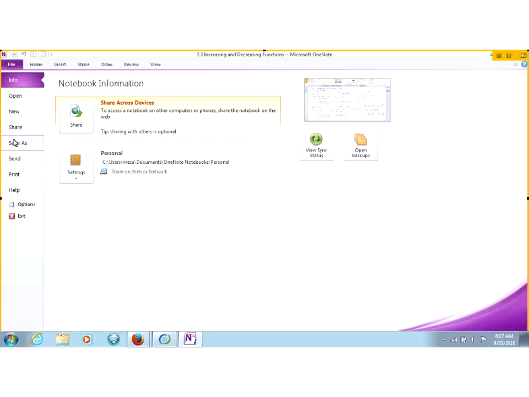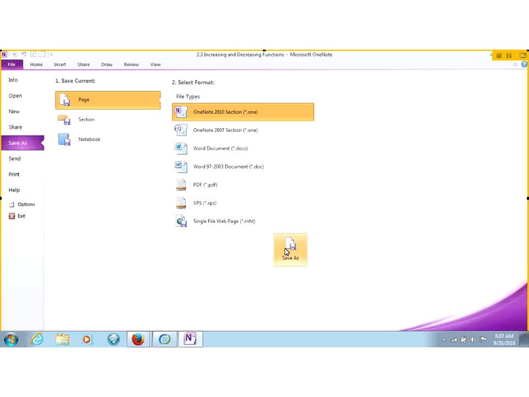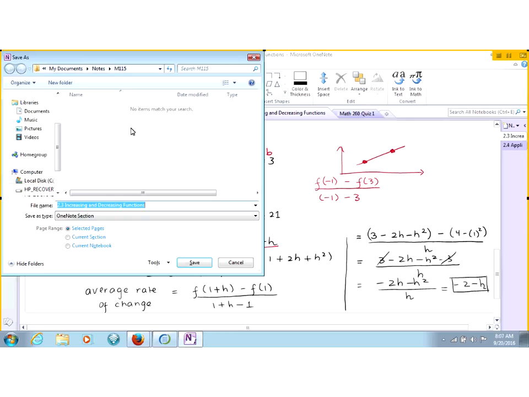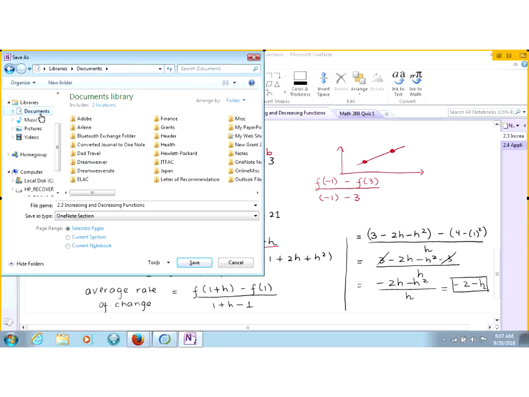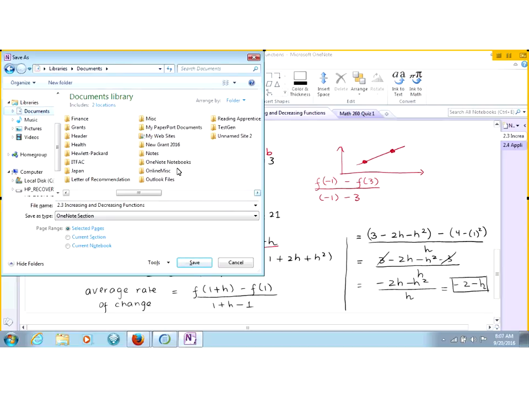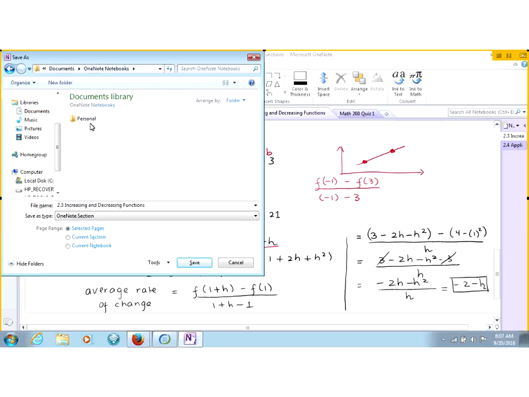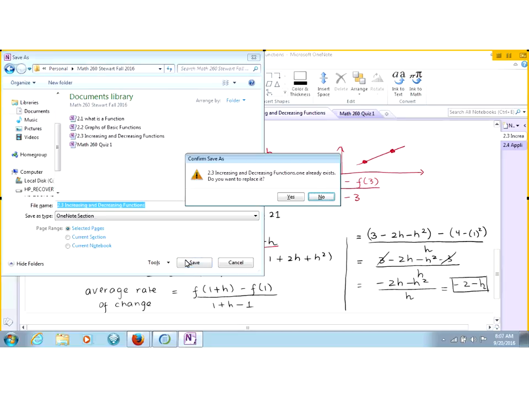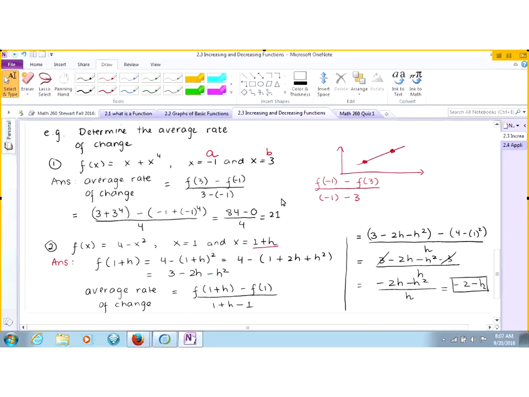Let me save this first. File, save as, save as. No. Where did I put it? Documents. What is it? OneNote? No. Personal. Oh my gosh. Not this next is the word. Okay.